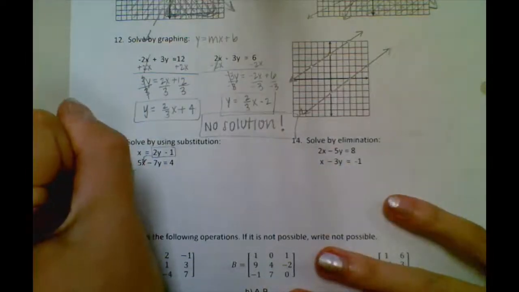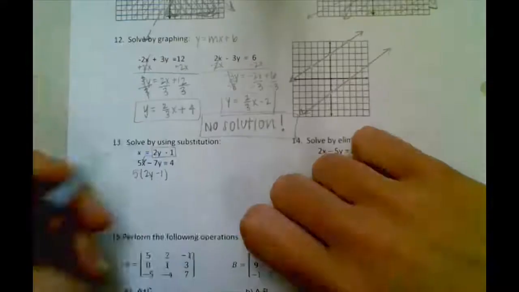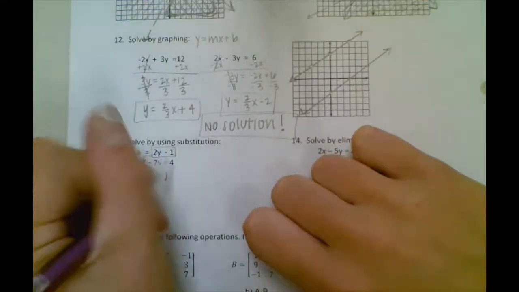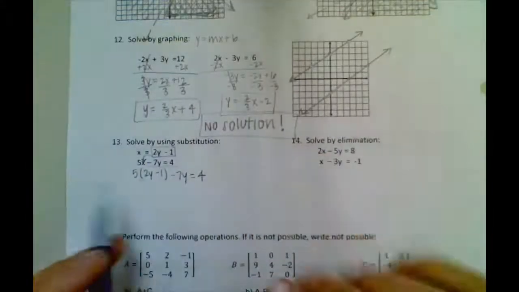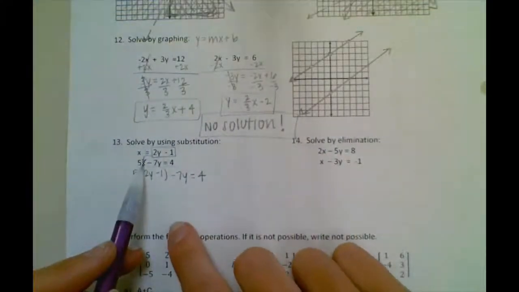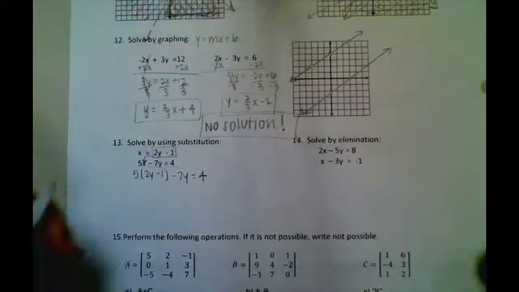So here it says 5 times whatever x is, which is 2y minus 1. Then I'm just going to copy the rest of this down: minus 7y equals 4. So the only thing that changed was x, and that equaled 2y minus 1. That's it. Okay? So now go ahead.